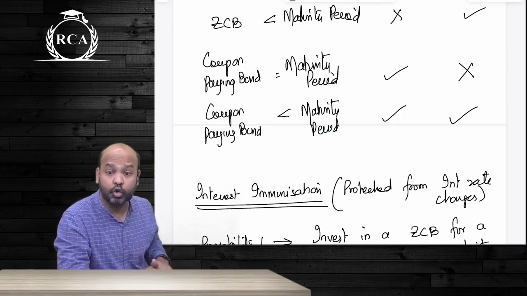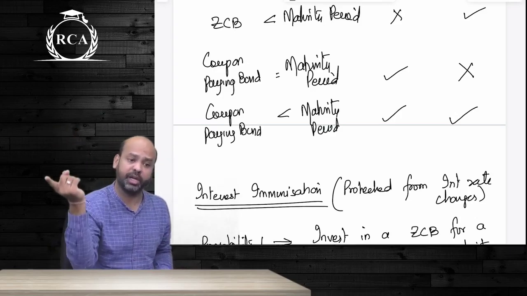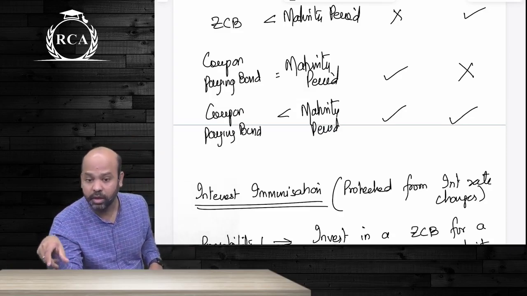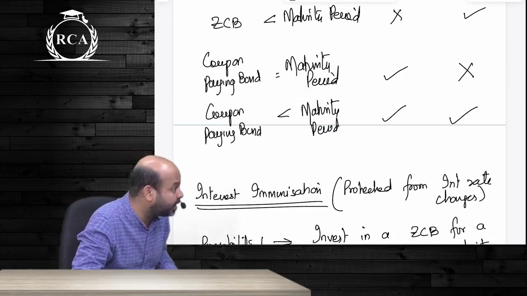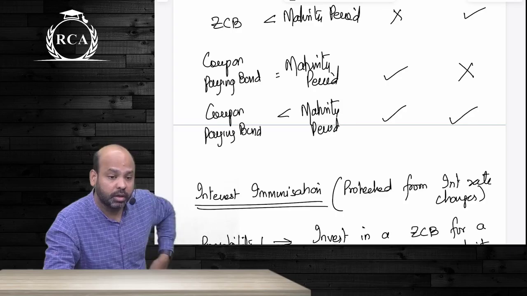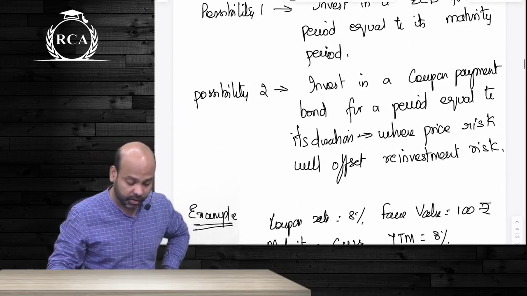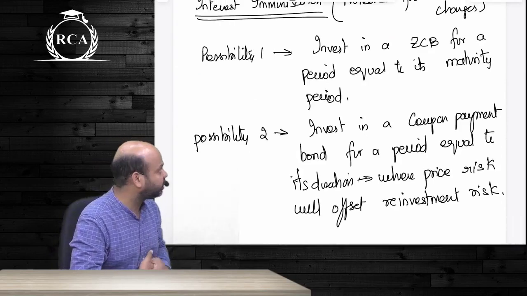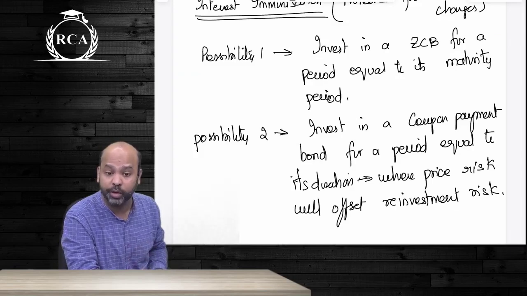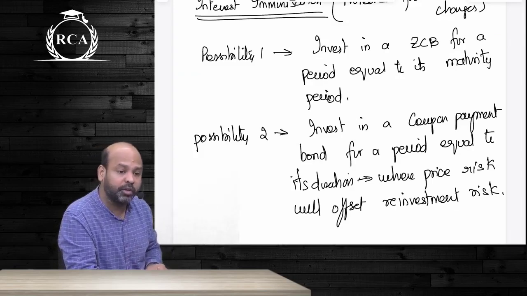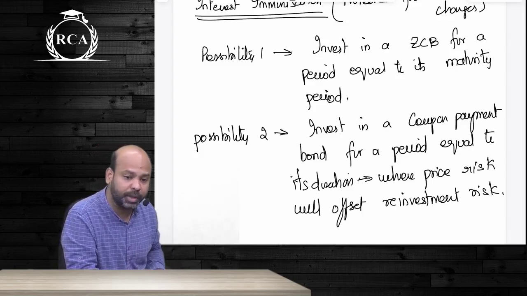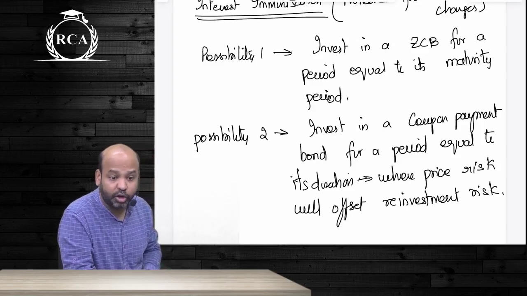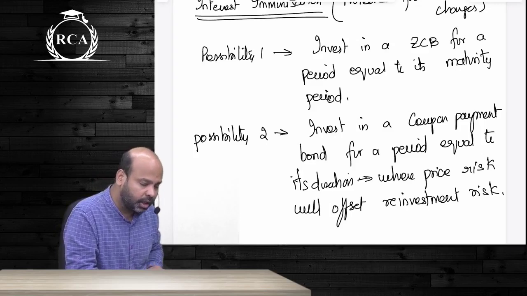If you are investing in a coupon paying bond for a period equal to its maturity, you do not have price risk, but you still have reinvestment risk. If you invest in a coupon paying bond, beta, for a period less than its maturity, you will have both price risk and reinvestment risk. So one possibility, beta, of you protecting against interest rate changes is to invest in a zero coupon bond for a period that is exactly equal to its maturity period. The other possibility, beta, is that you invest in a coupon paying bond for a period less than its maturity, for such a period where your price risk will exactly offset reinvestment risk.